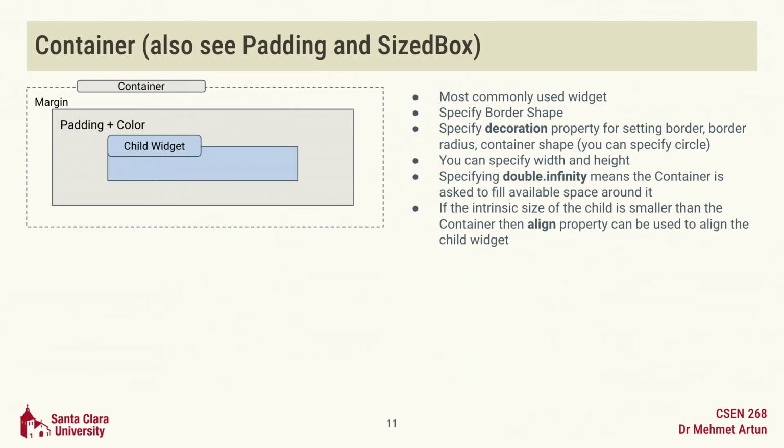So you can specify a height. Now, the container is not hungry to occupy all the space. The container is more child-centric. It cares about its child and looks at the intrinsic properties of the child and just makes a container around the child. The container is like a wrapper around the child, okay? But you can force the container to push to the ends by giving the width and height double.infinity.